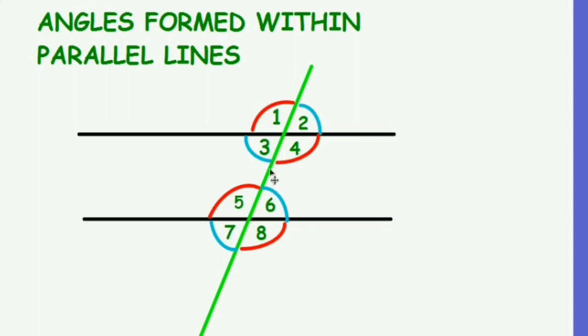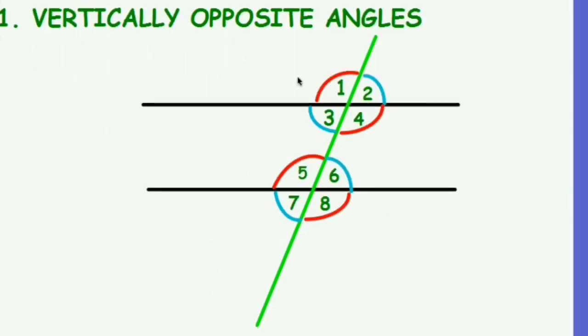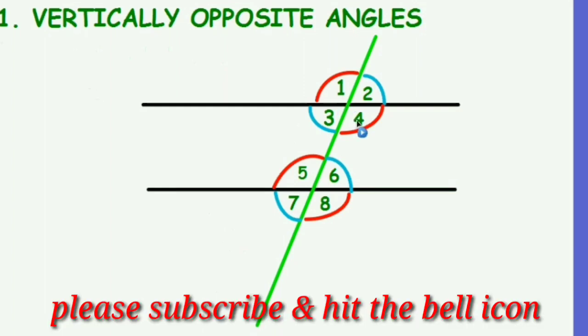What are the properties of these 8 angles? Here we have already marked angles 1, 2, 3, 4 and angles 5, 6, 7 and 8. What are the properties of these angles? The first property is vertically opposite angles. What are vertically opposite angles? You can see here angle 1 and angle 4. Angle 1 and angle 4 are opposite to each other. That is vertically opposite angles.